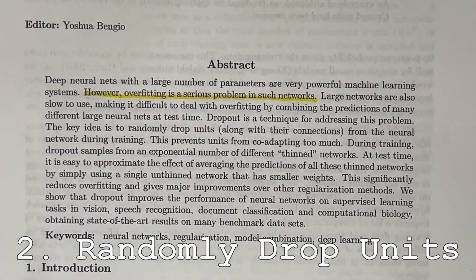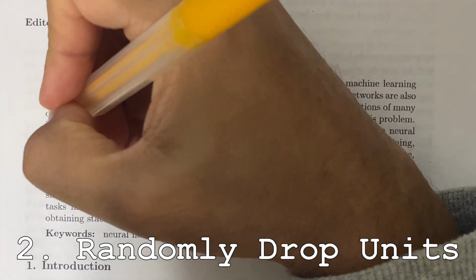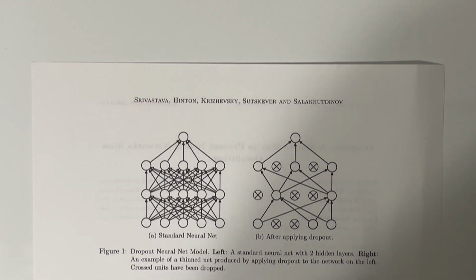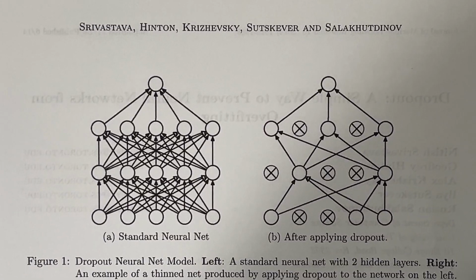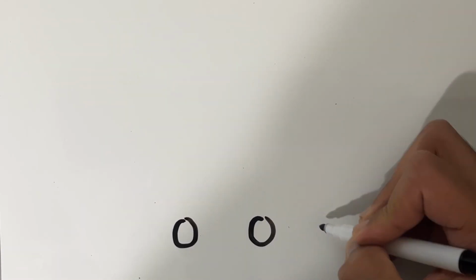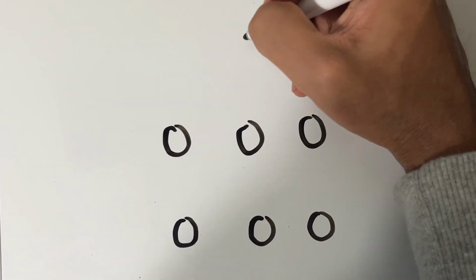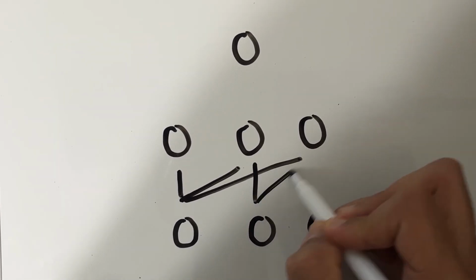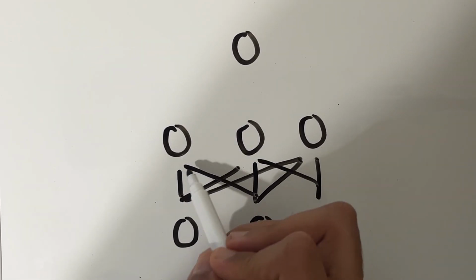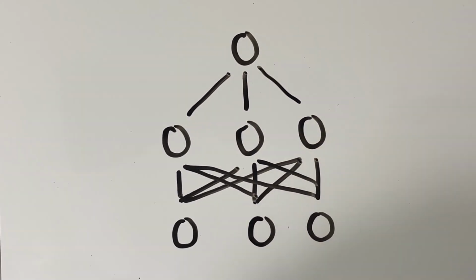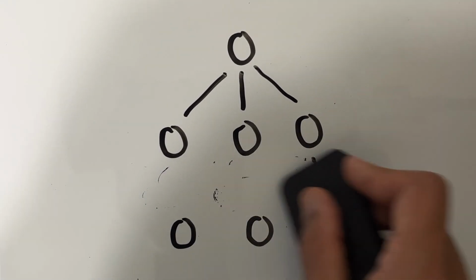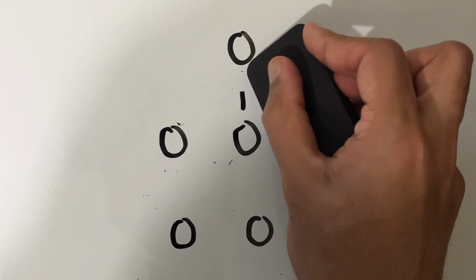Dropout solves this by, as its name suggests, randomly dropping units out of the network. Consider a fully connected multi-layer perceptron with one hidden layer. Let's remove all of the connections and assign a probability p that any one of those neurons will be removed.